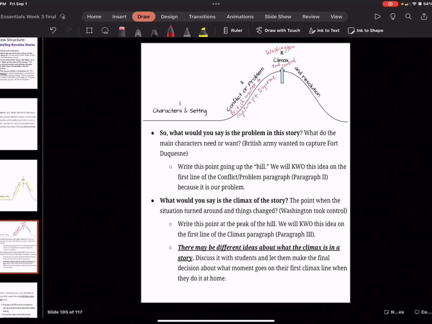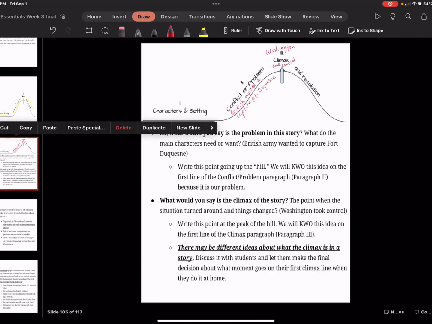And then it says we will keyword outline this idea on the first line of the climax paragraph, which would be paragraph 3. There may be different ideas about what the climax is in a story. Discuss it with the students or your student and let them make the final decision about what moment goes on their first climax line when they do it at home.